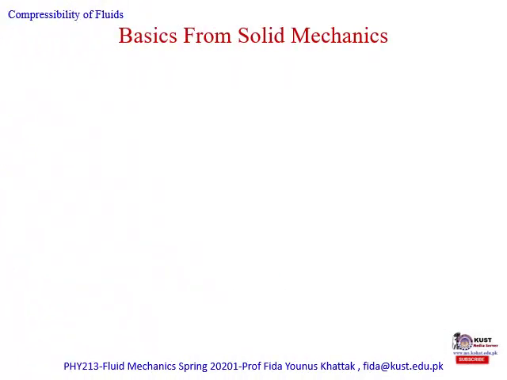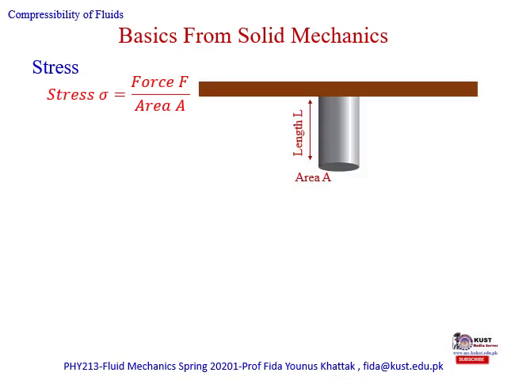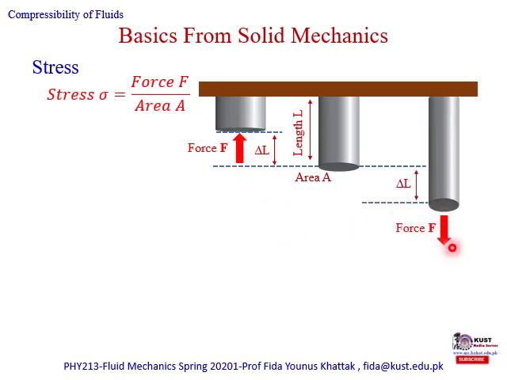Some school physics. We have a term stress that is defined as the force per unit area. Consider a solid cylinder having length L and cross-sectional area A. When a force F is applied in a direction as shown over here, then this force will cause a reduction in the length of the cylinder by an amount delta L. If a force is applied in a direction as shown over here now, this force will cause an increase in the length of the cylinder by an amount delta L.